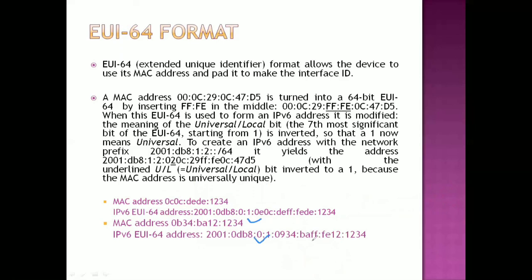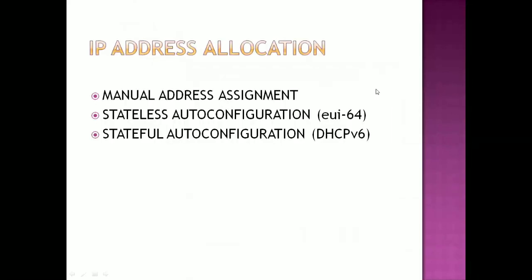Here also the triple FE is introduced in between the 24 bits parts of your MAC address, and also the 7th bit is toggled to invert the universal local bit. Now the IP address allocation will be discussed by us.